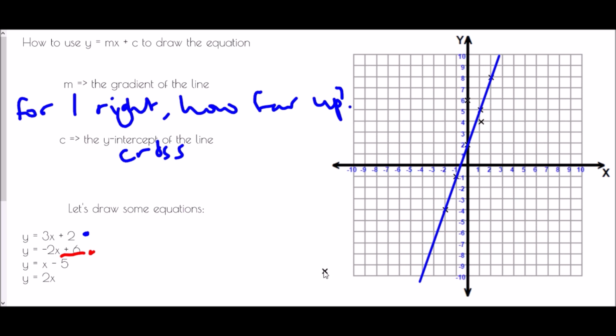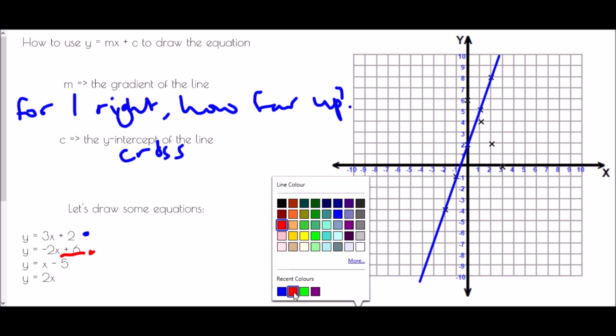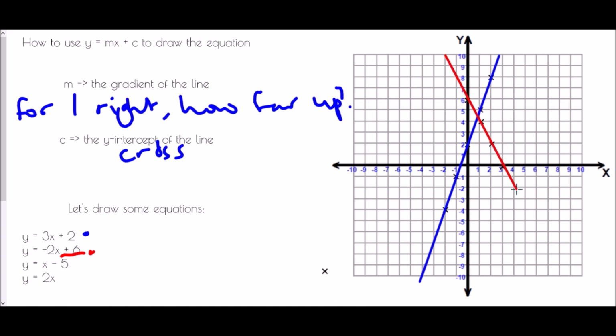We continue. 1 to the right, 2 down. We've hopefully got enough points here in order to draw it. But again, if you want to add any more points, just keep following the pattern. 1 to the right and 2 down. So this line is going to go through the 0, 6. It's going to go through the other points that we've just plotted, and it's going to keep going down and down and down. And there is our next line.